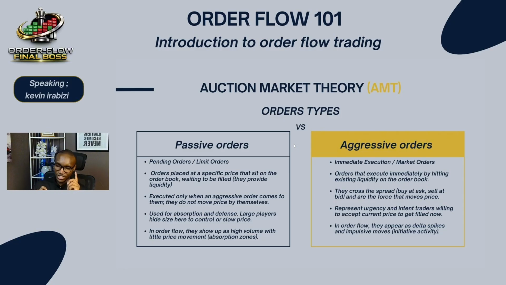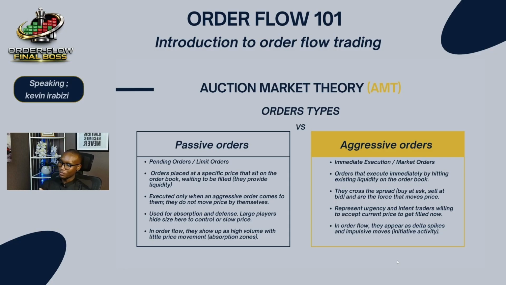They represent urgency, like I said, and the intent of traders willing to accept any price to get filled. Doesn't really matter if it's expensive or cheap, they want it immediately. That is what we call urgency in the market. So in order flow, they appear as delta spikes and impulsive moves. Using aggressive orders, you will be able to analyze and understand initiative aggression or initiative activity in the market.